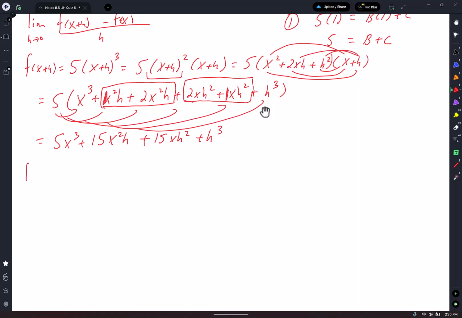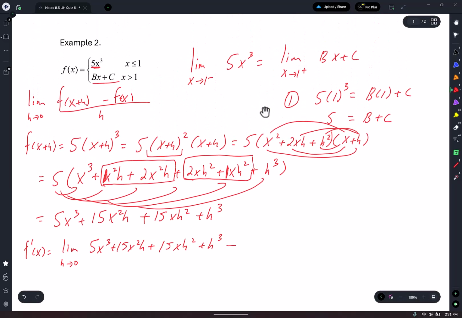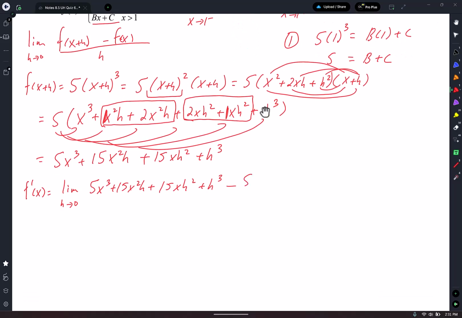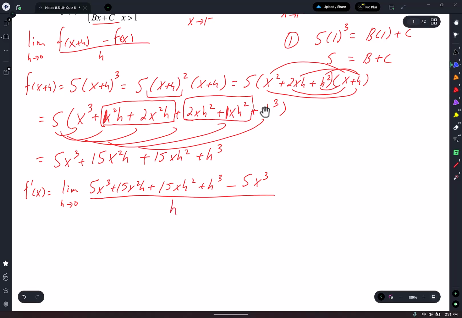I'm going to write f prime of x equals limit as h approaches 0. Here's my f of x plus h. So I'm going to write 5x cubed plus 15x squared h plus 15x h squared plus h cubed. That's your f of x plus h minus, what's my f of x? 5x cubed, all over h. What's going to cancel out first? 5x cubed. Bam. What can I factor out next?